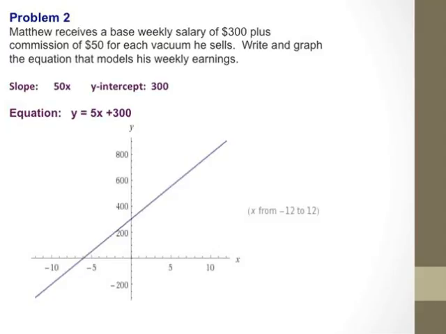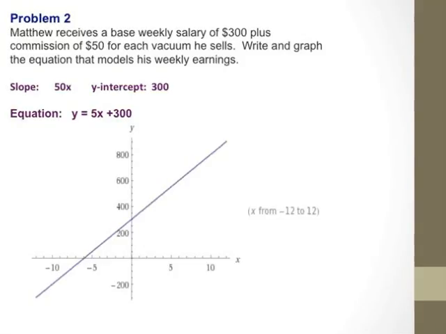Problem 2. Matthew receives a base weekly salary of $300 plus a commission of $50 for each vacuum he sells. Write and graph the equation that models his weekly earnings.